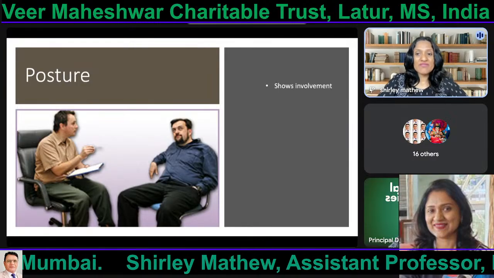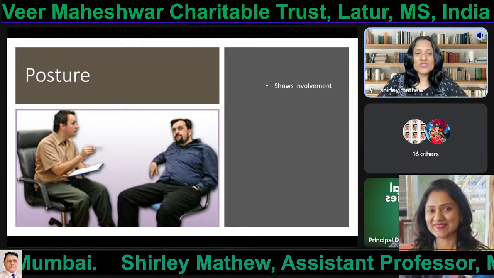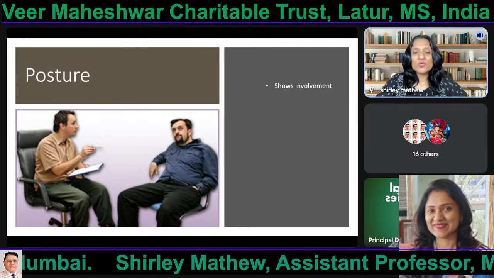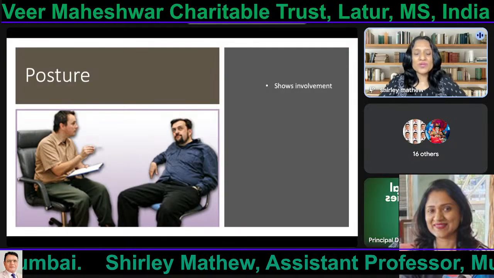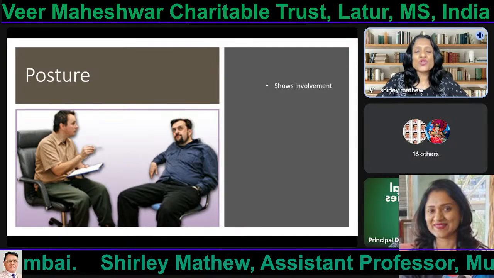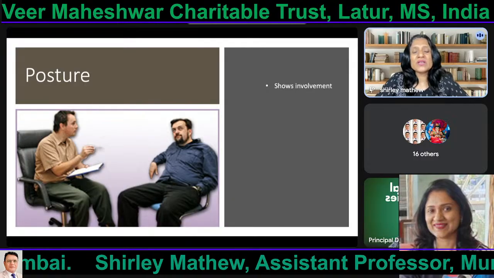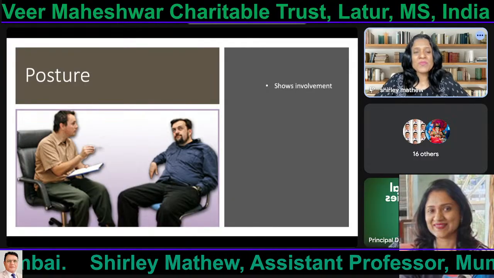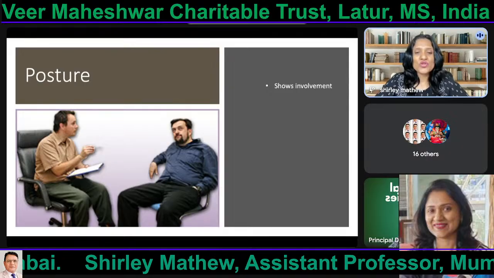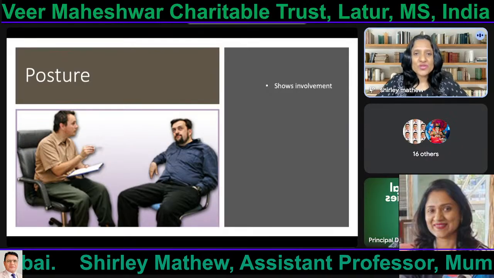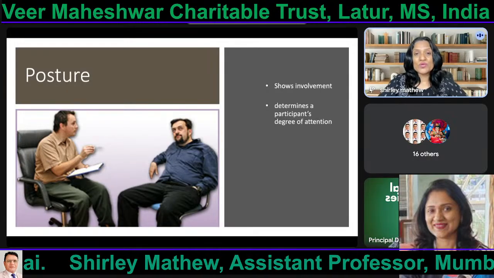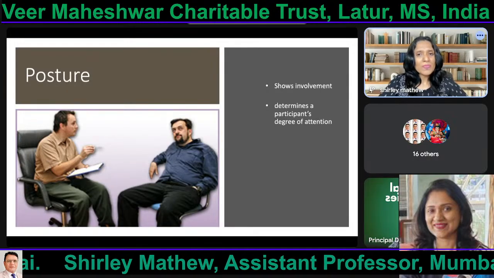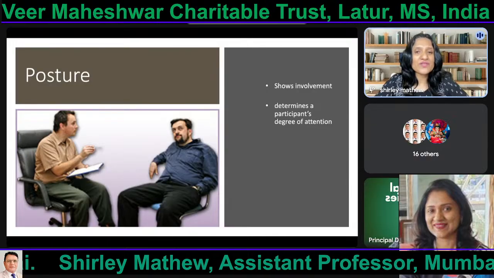Now, it definitely shows your involvement, because if you look at this image, the man who is sitting with the hand in the pocket and leaned away from the person who is talking shows that his involvement in the talk is not as much. So, for a good posture, you have to be in an upright position, slightly leaning forward. That shows good involvement. It also shows your degree of attention.